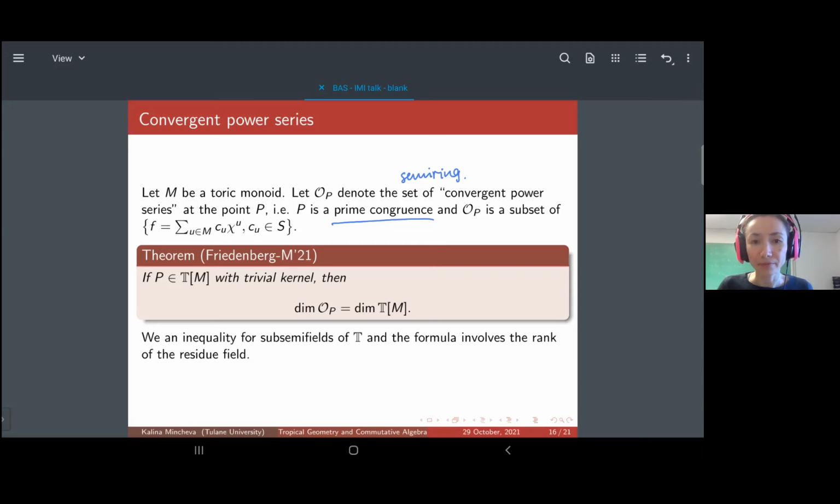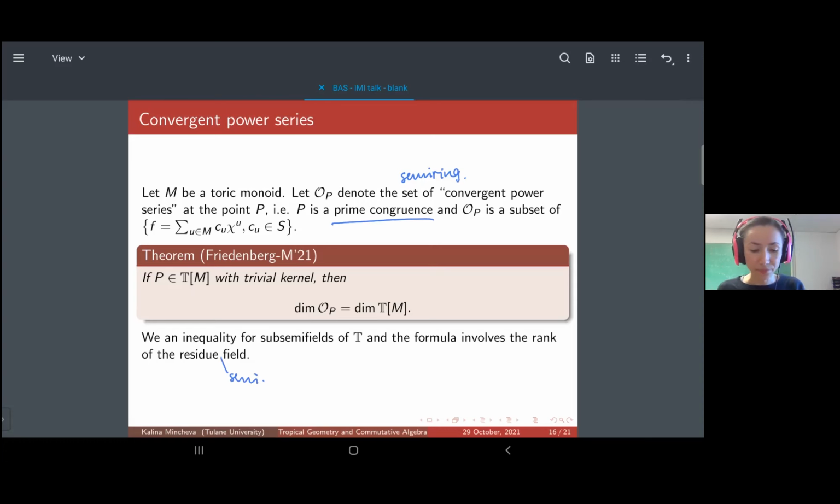So this is not just true for coefficients in T, but the statement is a little different and involves the rank of the residue semifield, and so on. So it's a little bit more complicated, but this is sort of a corollary of our work. So we were happy to find out that this actually works out as expected.